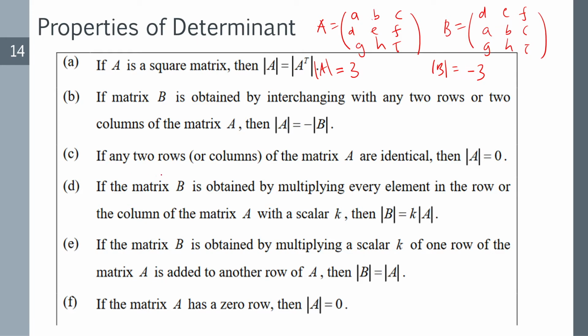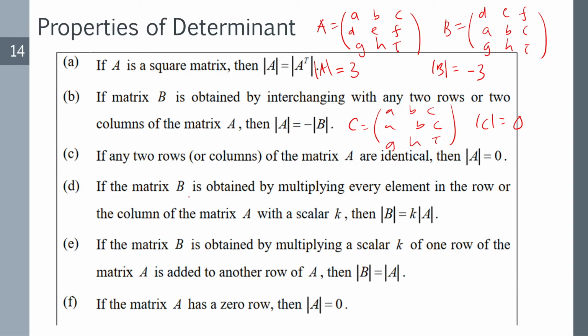Okay, if any two rows or columns of matrix A are identical, then the determinant equals 0. So for example, let's say my C is A, B, C, A, B, C, G, H, I. So these two rows are the same, so that means my determinant is 0.